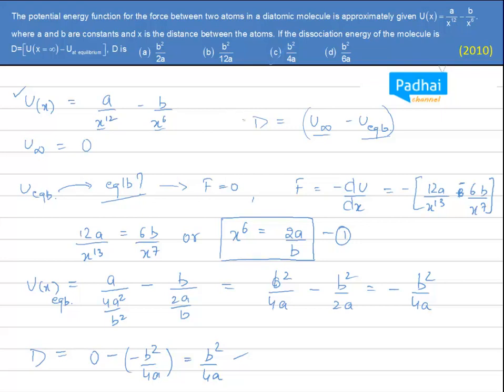So this was a relatively good question, but it involved the concept of equilibrium, which says that F is 0. So wherever you see equilibrium in a question, just use this condition, F equal to 0.